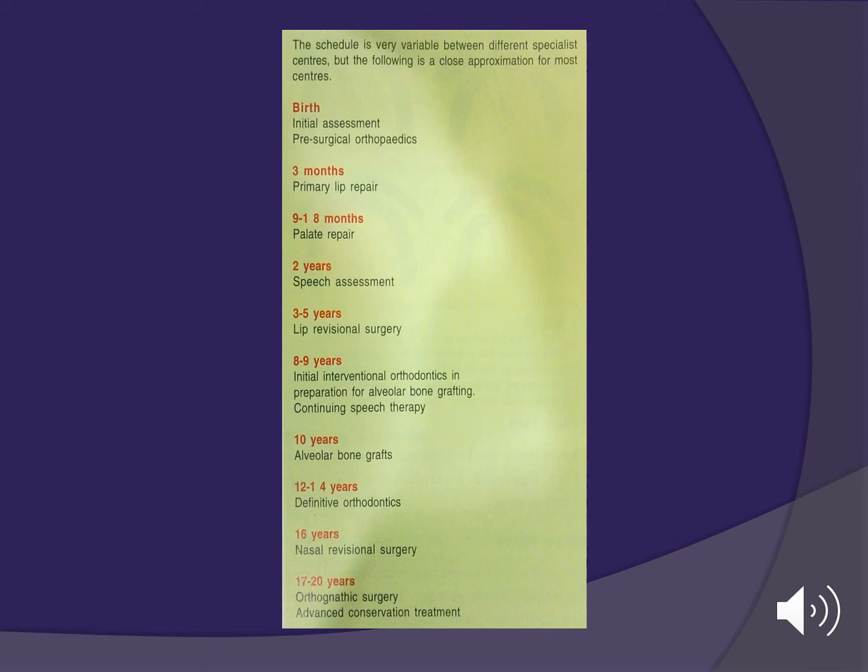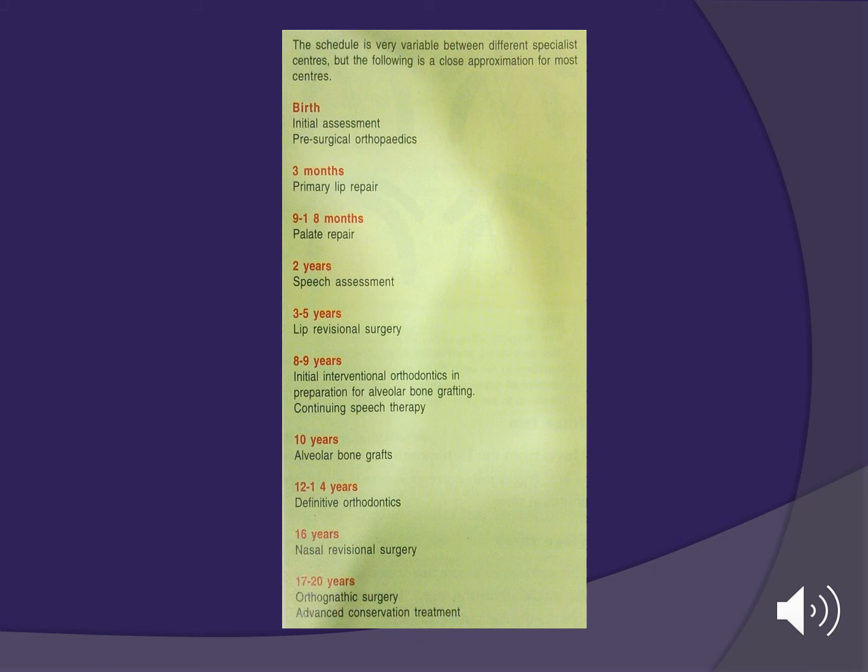Okay, this is the summary of management of cleft lip and palate from stage 1 to stage 4. This is what we call the schedule of treatment for cleft. This schedule is very variable between different hospitals, but the following is a close approximation for most centers. So at birth, what we do is initial assessment and pre-surgical orthopedics. At 3 months of age, the hospital will do primary lip repair for the cleft babies. And then around 9 to 18 months old, the hospital will do palate repair.